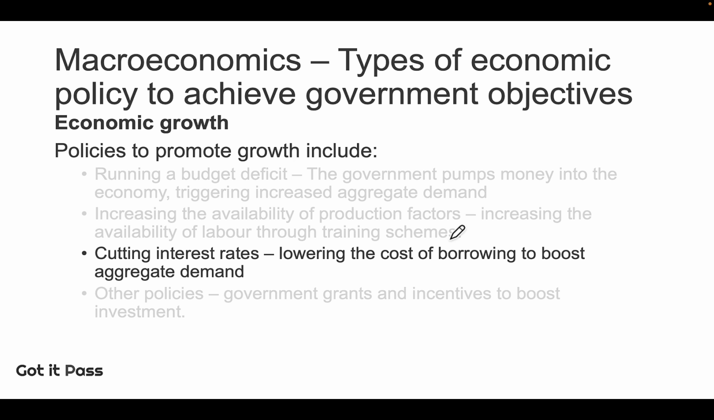Cutting interest rates. Government could intervene in the market by cutting interest rates. That means lowering the cost of borrowing to boost aggregate demand. It can be interpreted as either a Keynesian policy or monetarist policy, because for Keynesian policy, lowering the cost of borrowing helps to boost the aggregate demand, or increasing the money supply proposed by monetarist policy, because it can help to improve the overall borrowing costs in the market.